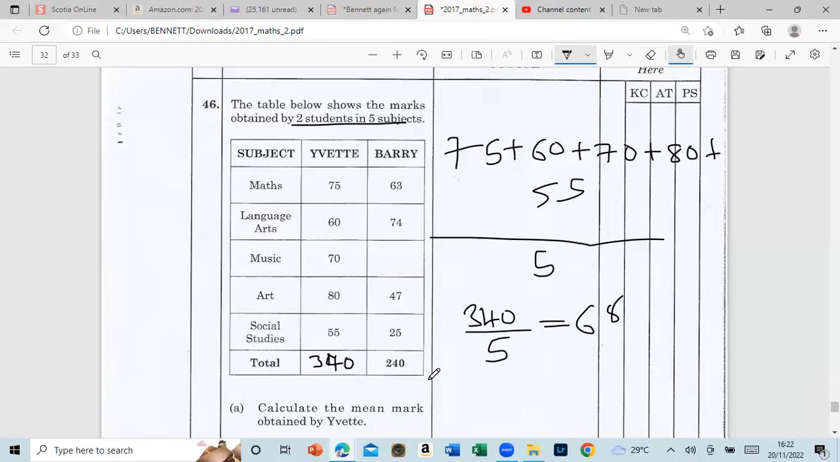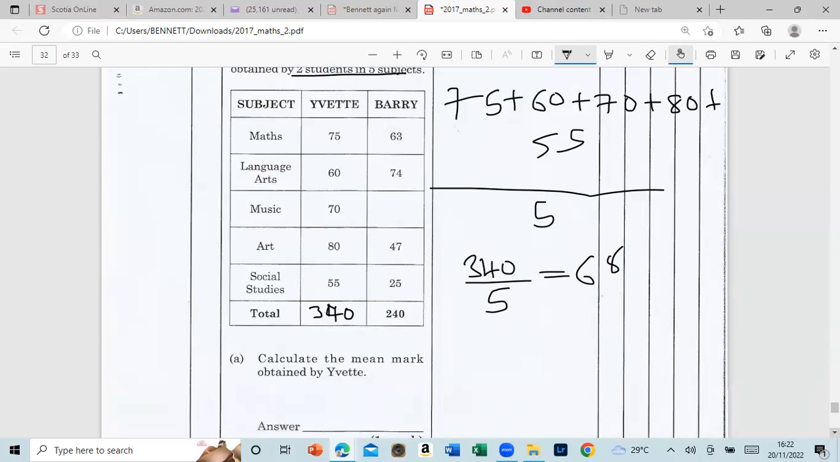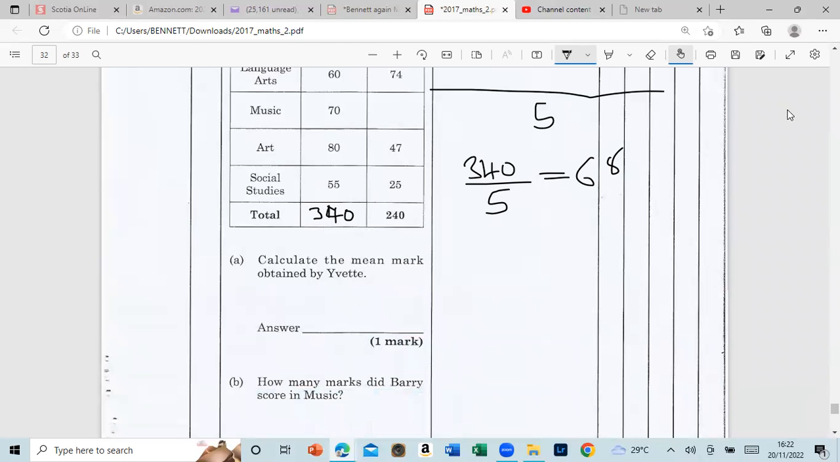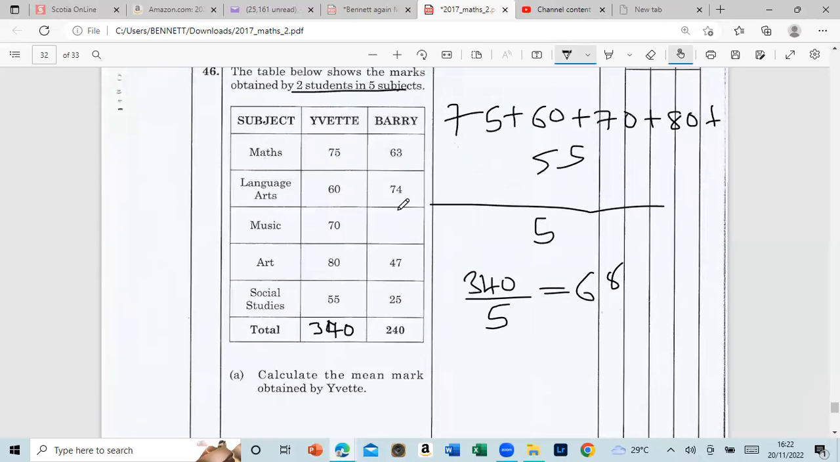So it says now calculate the mean mark. We need to know how much the person gets in music. How many marks did Barry score in music? Very easy, we're going to add up this. So it will be 63 plus 74 plus 47 plus 25. That gives us a total of 209. So that means we subtract 209 from 240. So he scored 31. Barry, our man, right?